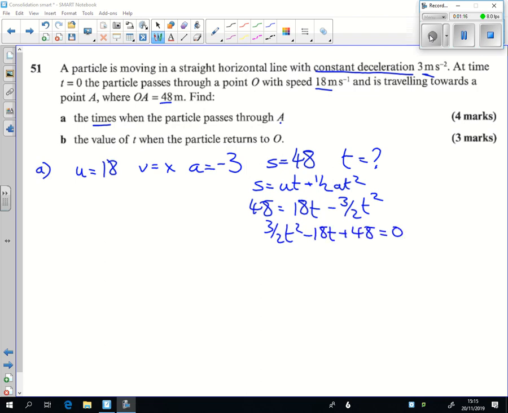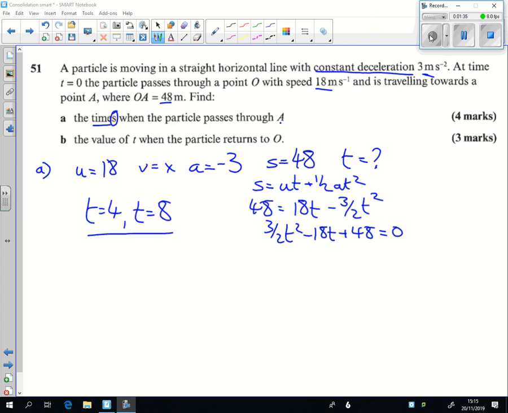And I'm just going to solve that on my calculator, and it gives me 2 times. It gives me t equals 4 and t equals 8. And you might think for a minute that you don't like 2 times there, but then go back to the question, it says times, plural. And then try and think what's happening here.